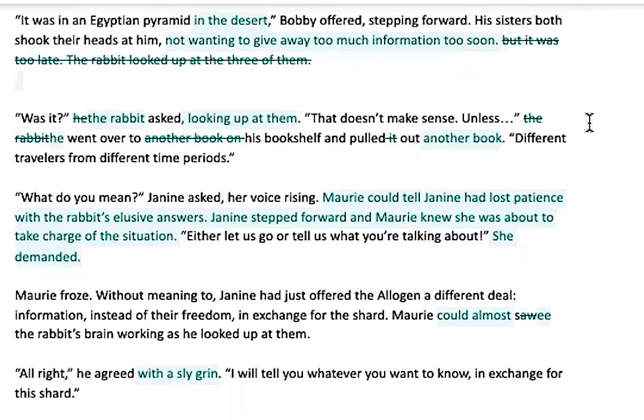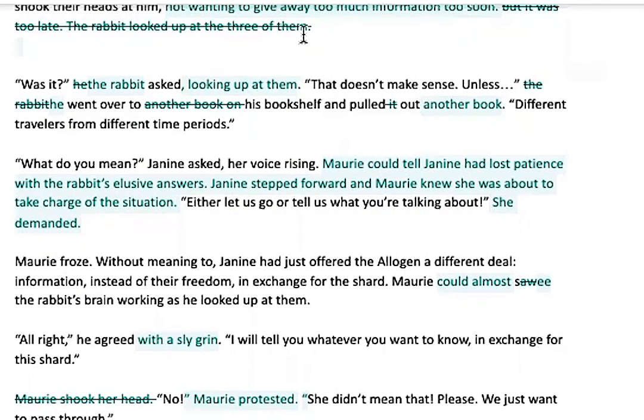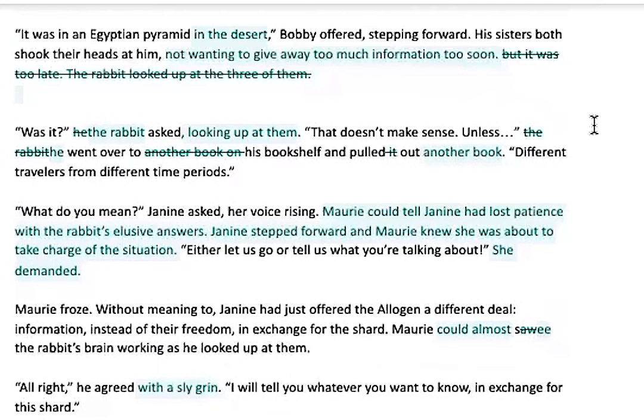Bobby's not getting that. Instead of putting the rabbit looked up at the three of them in that paragraph, I stuck it down here that he's looking up at them as he's talking, so that it's all kind of one thing that he's asking them as he's looking at.